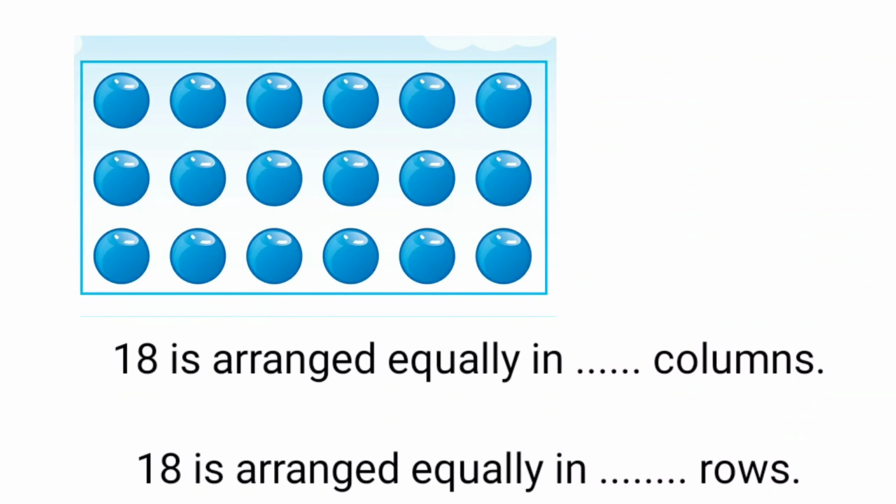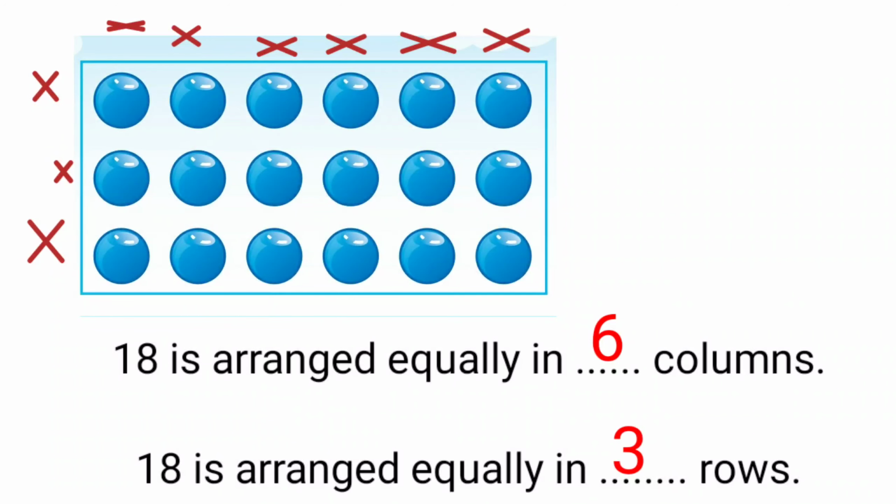And how are those 18 balls arranged? 18 is arranged equally in how many columns? 1, 2, 3, 4, 5, 6. 6 columns. And 18 is arranged in how many rows? 1, 2, 3. 3 rows. So you can say that the 18 balls are divided equally in 6 columns, and 18 is divided equally in 3 rows.